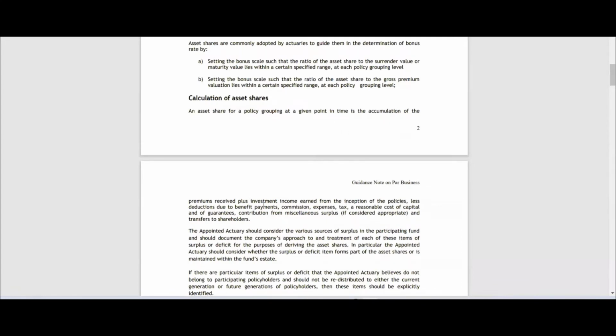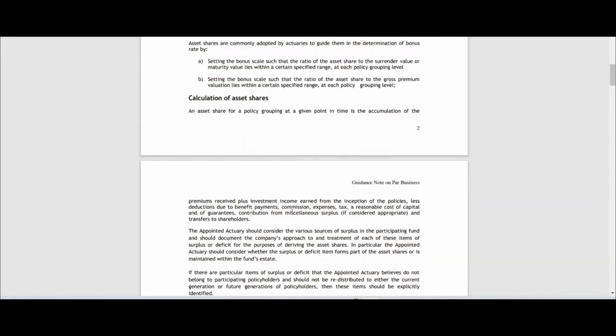So if you have made any benefit payments, if you have paid any commission, if you have incurred any expenses, obviously you are going to pay commission, right? Benefit payment may not be required, or there may not be any actual benefit payment, because obviously, if a person has died, then the policy is not in force, so it may not be the actual benefit payment. But obviously, there are some expected payments that are getting deducted, and a reasonable cost of capital, cost of guarantees, and contribution from miscellaneous surplus, right? And transfer to the shareholder.